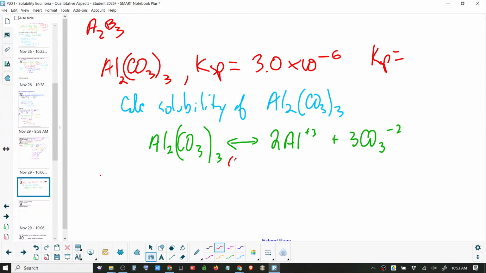This is a solid, so those are aqueous. What would you write? Forget X, this is just old Keq. Oh, it'd be Al plus 3 squared, times CO3 minus 2 cubed. And now put in your X's.